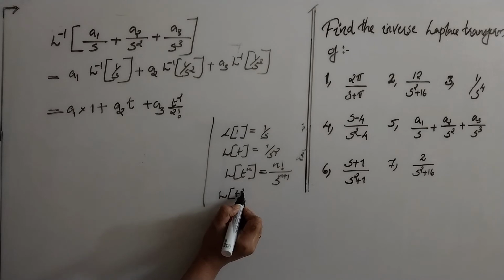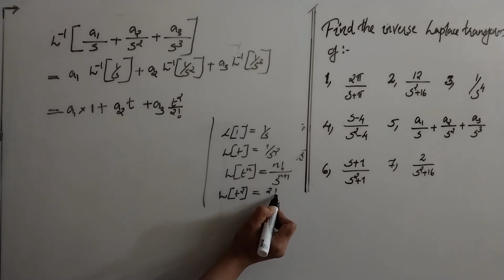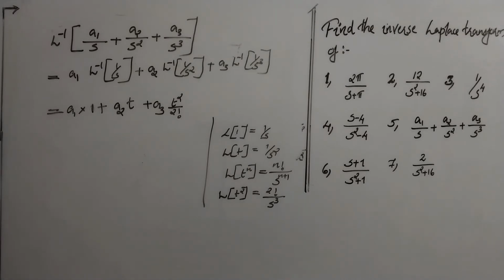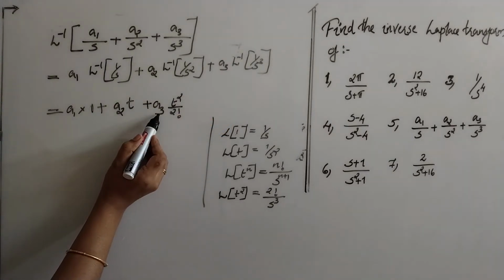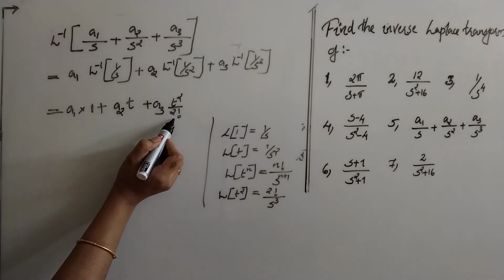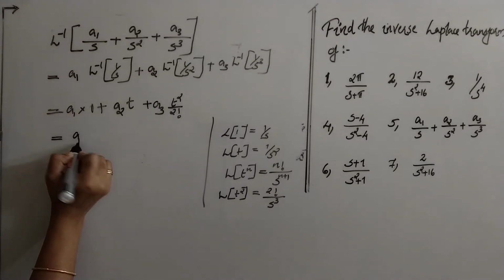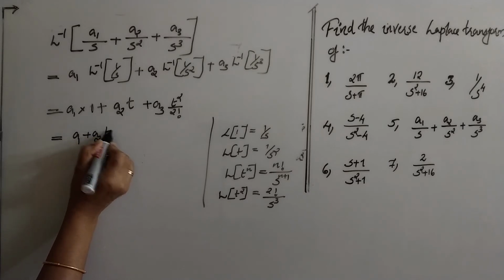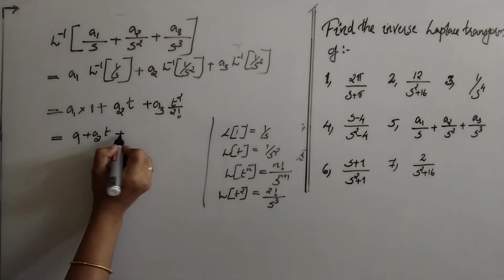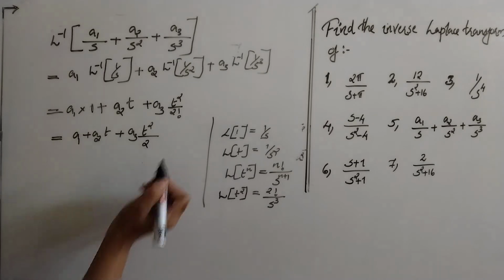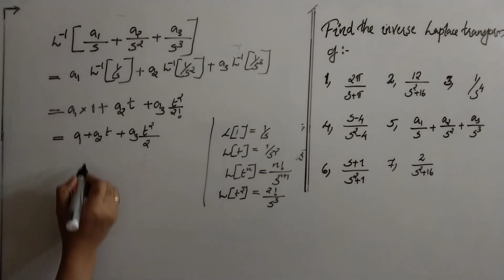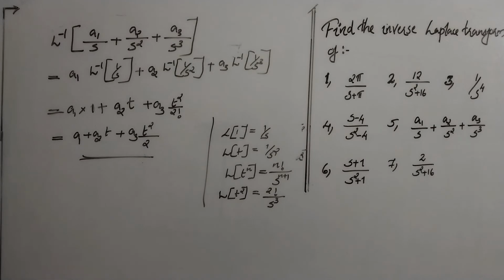Laplace transform of t square is what? 2 factorial divided by s raised to 2 plus 1, that is 2 factorial divided by s raised to 3. Here we have 1 by s raised to 3. So, a3 into t square divided by 2 factorial. So, the answer is a1 plus a2 into t plus a3 into t square divided by 2 factorial, and 2 factorial is 2 into 1. So, the answer is a1 plus a2t plus a3 into t square by 2.